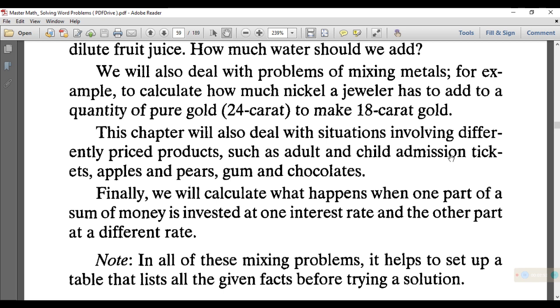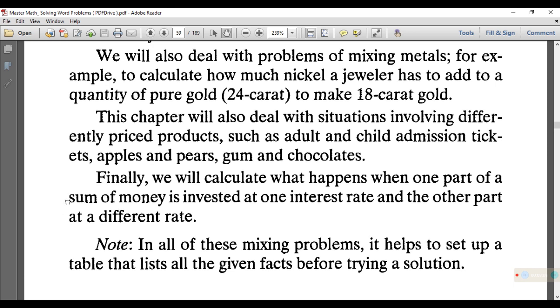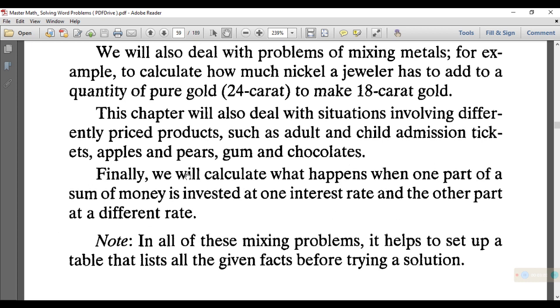Another goods. For example, apples and pears, gums and chocolates. Ganun. And also, meron din tayong application ng finance. So finally, we will calculate what happens when one part of a sum of money is invested at one interest rate and the other at a different interest rate. Medyo natakal na natin to sa bank deposits, yung mga percentage-based and rates natin. Interest, principal, rate, time. And babalikan natin ulit siya. And this time, we are going to look at it as a mixture problem, not just a bank deposit problem.